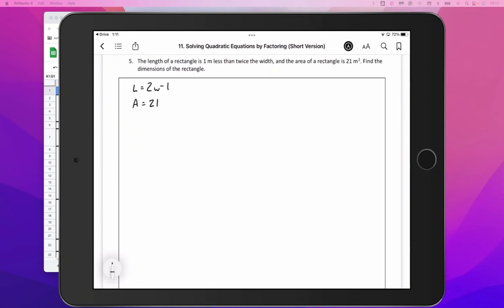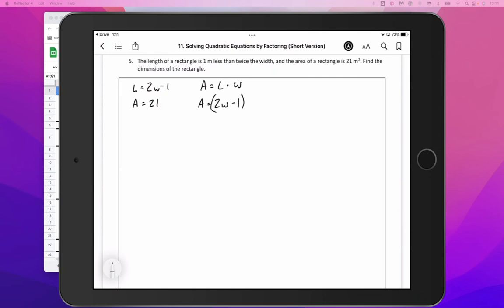So then we have to remember and kind of puzzle through. It's a bit of a puzzle and say, gee, area is length times width for a rectangle. And in this case, we know the length is 2w minus 1, but we don't know the w. And so what we are actually wanting to do is replace L with 2w minus 1.